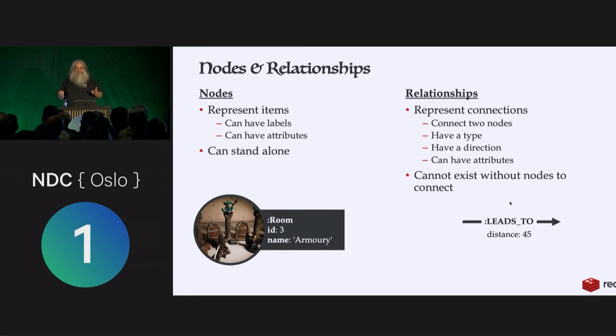And this is important if you're using a graph database. The relationships cannot exist without a node. So if you remove a node from your graph, the relationships go away. They're deleted automatically. So if you've got data in there that you care about, no, you don't.